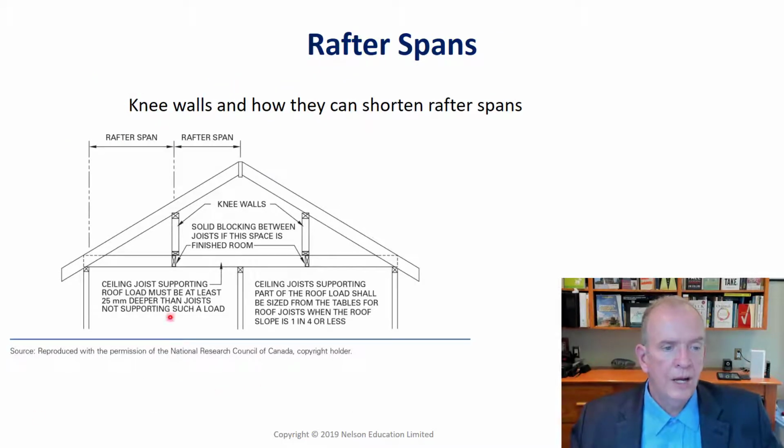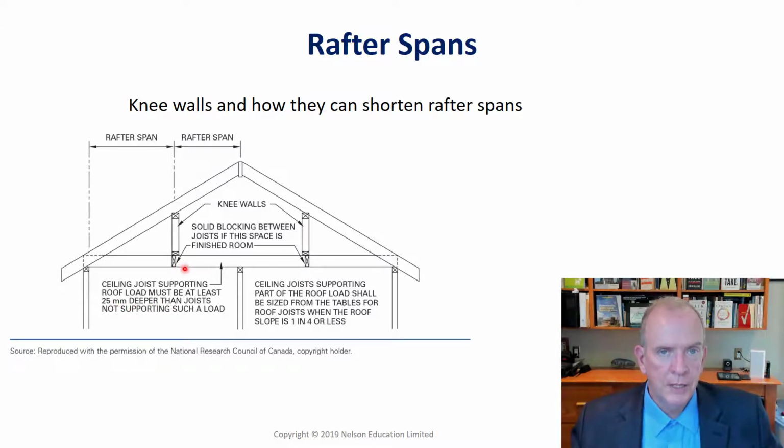Here we show some knee walls that are placed in here. And if you put knee walls, then this has to be beefed up. The ceiling joist here would have to be beefed up so it doesn't deflect over here. So that's why it says 25 millimeters deeper.